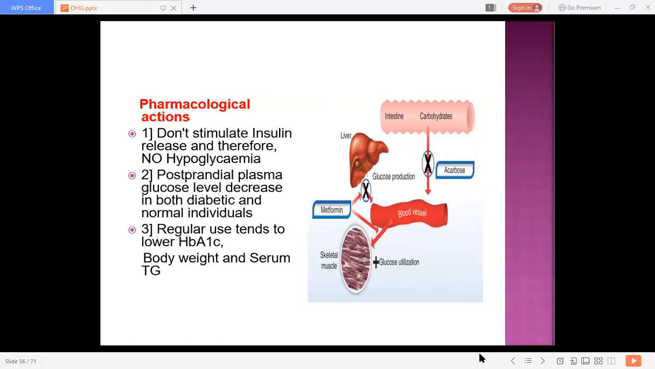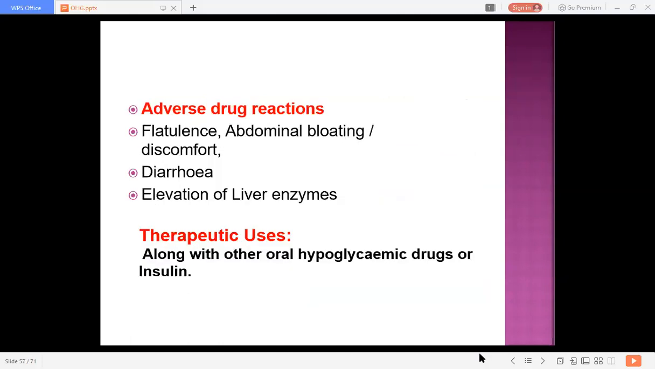So acarbose and voglibose are in common use. These don't stimulate insulin release and therefore do not cause hypoglycemia. Postprandial plasma glucose level decreases in both diabetic and normal individuals. Regular usage tends to lower HbA1c, body weight, and serum triglycerides. Adverse effects of the alpha-glucosidase inhibitors: there may be flatulence, abdominal bloating, discomfort, diarrhea, elevation of liver enzymes.